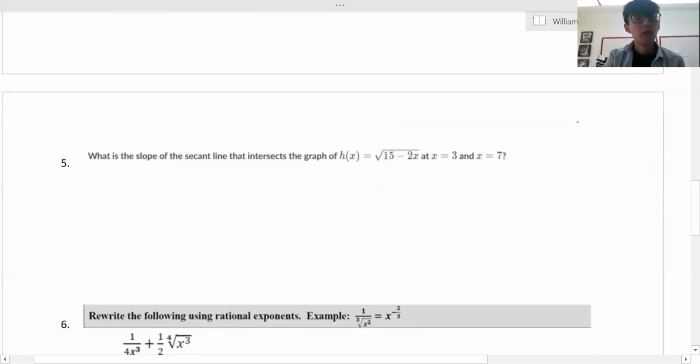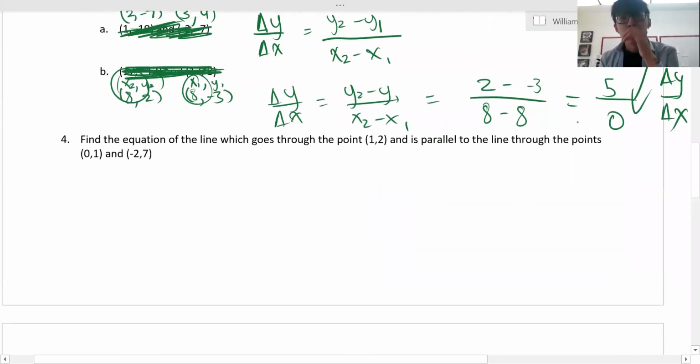Okay, number 4. Find the equation of the line which goes through the point 1 comma 2 and is parallel to the line through the points 0 comma 1 and -2 comma 7. Okay, so before I get involved with the whole problem, all I know first is that I need to find the equation of the line. I don't know what line it is yet, but it's some line.